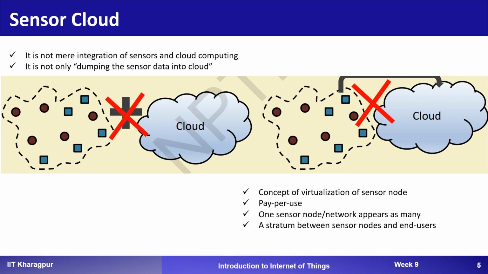Now similar to cloud computing, where the end users have to pay for the particular service they are using, and for the amount of time they are using the particular service, same is the case with your sensor cloud, and the end users have to pay for the sensors they are using. So one sensor node can appear as many. This is similar to the virtualization concept of your cloud computing. Same hardware or same resource can appear as many. So similar to that, in case of your sensor cloud, one sensor node can appear as many.